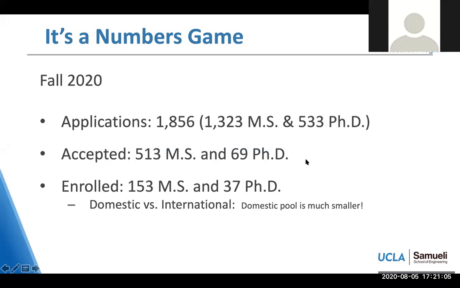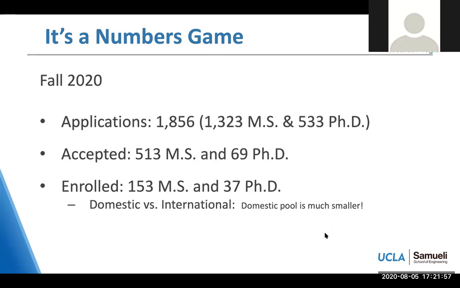Okay, so this past year we had over 1,800 applications. Out of those, we had 1,323 master's applications and 533 PhD applicants. We accepted 513 MS students and 69 PhD students. And out of those, right now, because of COVID, we've had a lot of students that are deferring admissions to next fall. So that's why our numbers are very low. Right now, we have a total of 153 master's students coming and 37 PhD students who are coming. Our numbers might decrease, but typically we have around 215 students coming.